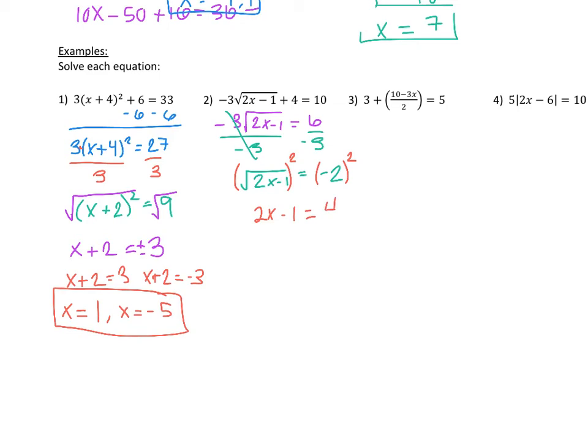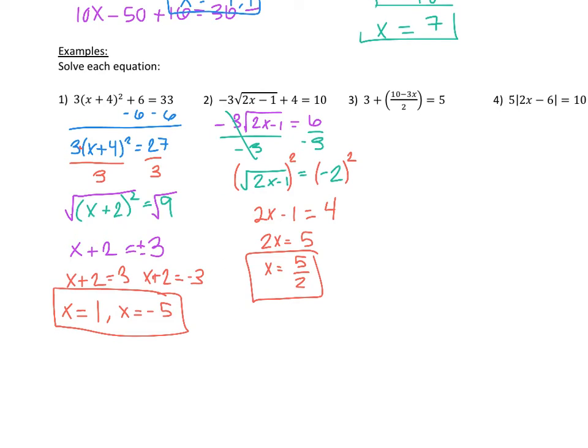So now I'm going to add 1 to both sides. 2x equals 5, and divide by 2. X equals 5 over 2. So we arrived at that. So if we're putting a name to that, we were undoing each step one at a time.